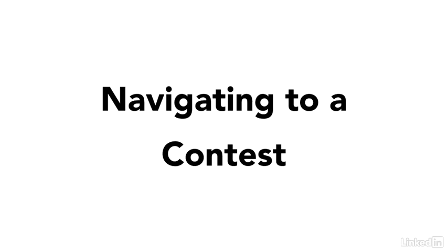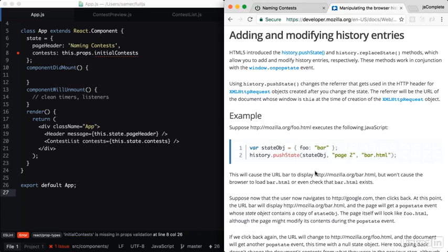Let's use the native browser's history to navigate to a contest. I'll be using the HTML5 History API here. This is decently supported on most modern browsers, but if you do need to support older browsers, you can use a library that does a fallback to older browsers' syntax when it doesn't detect the History API.